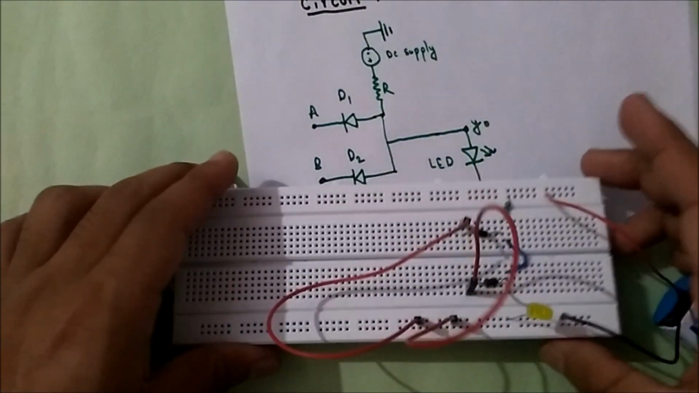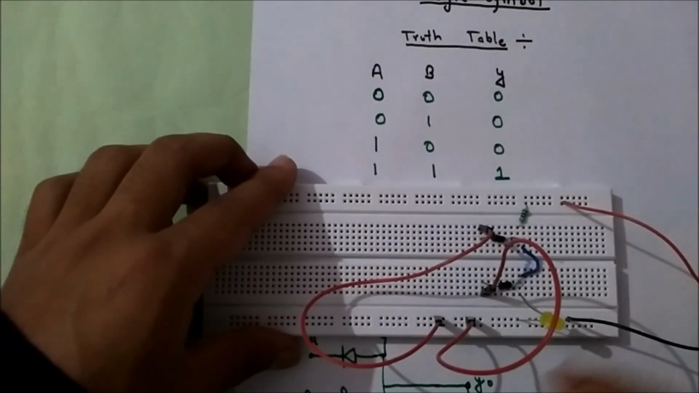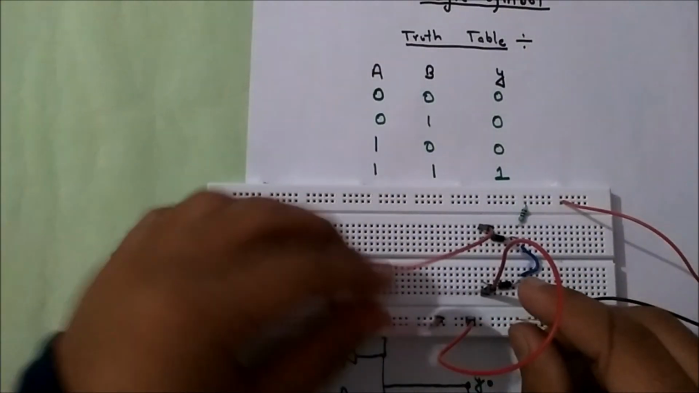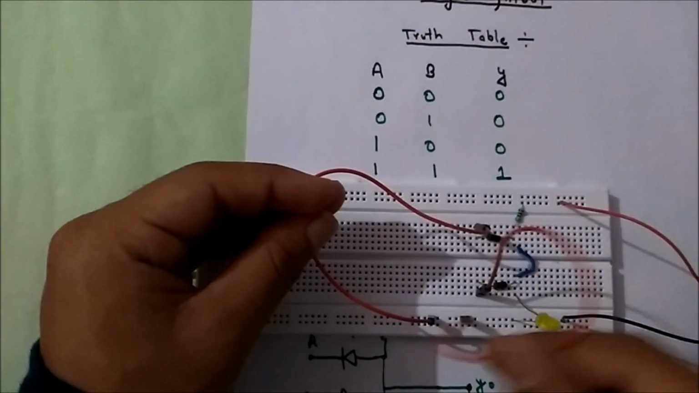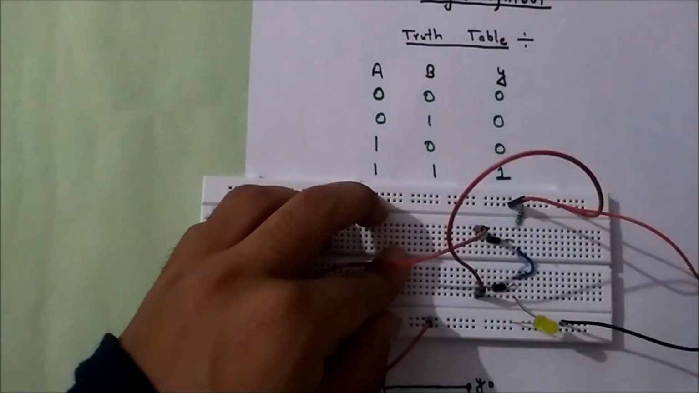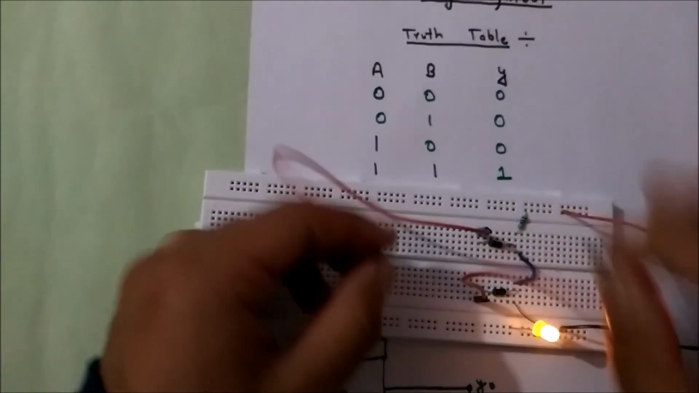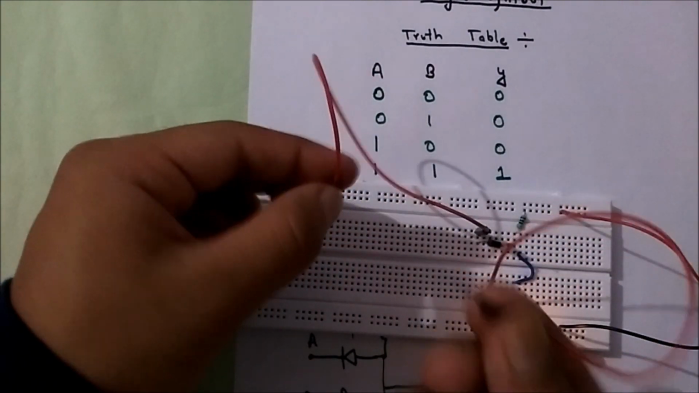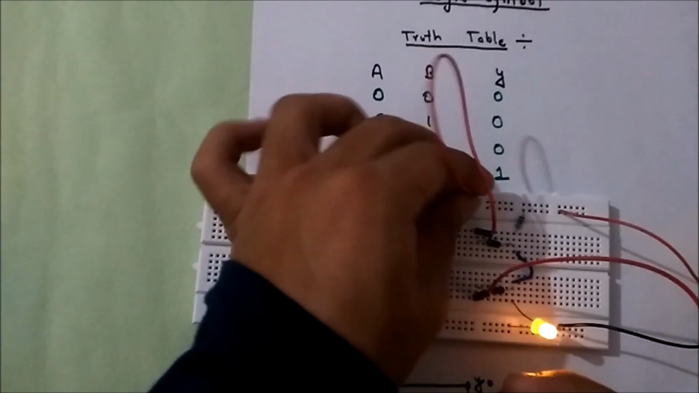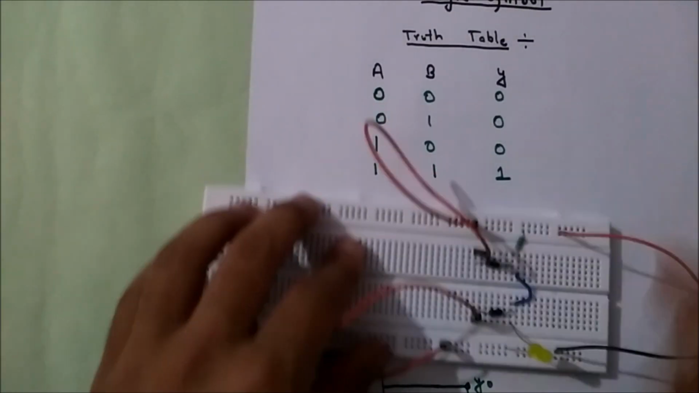Now since I've given 0 0 logic, for an AND gate 0 0 gives 0, and I'm getting 0 as output. If I give 0 1, that means A is given 0 and B is given 1, I should again get 0. Let's see. Okay, for 0 1, I'm getting 0. If I give 1 0, that means A is given 1 and B is given 0, I should again get 0.